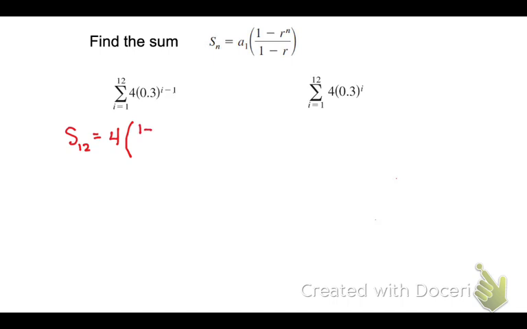Okay, so 1 minus, what's r? 0.3. Because r is always the base of the exponent, right? What's my n? Yep. Over 1 minus.